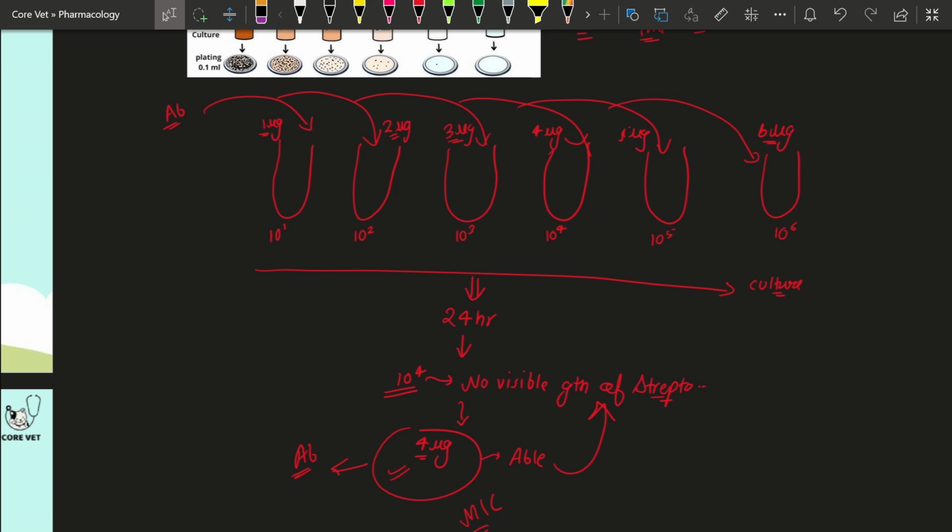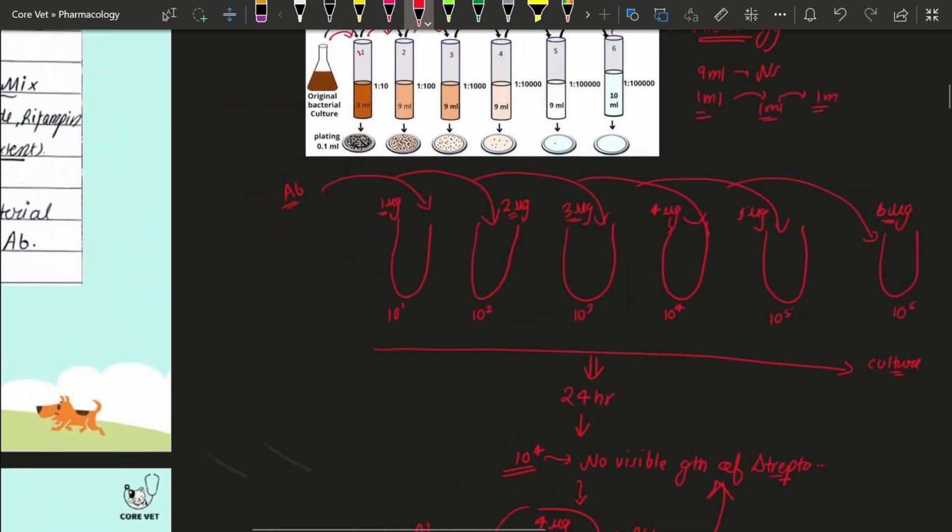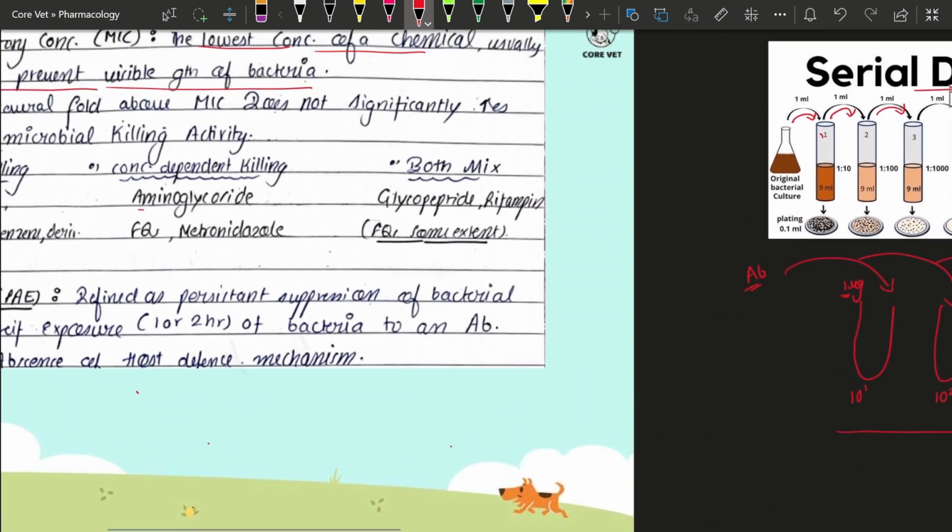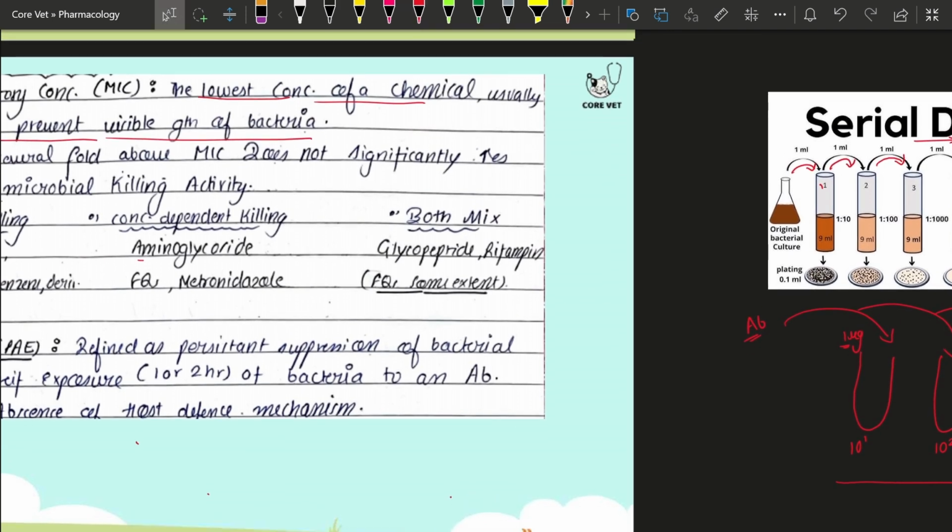Okay, so we can conclude that the minimum inhibitory concentration for the streptococci for a certain antibiotic was 4 microgram. That concentration was the minimum inhibitory concentration for that antibiotic. So this was about the minimum inhibitory concentration.